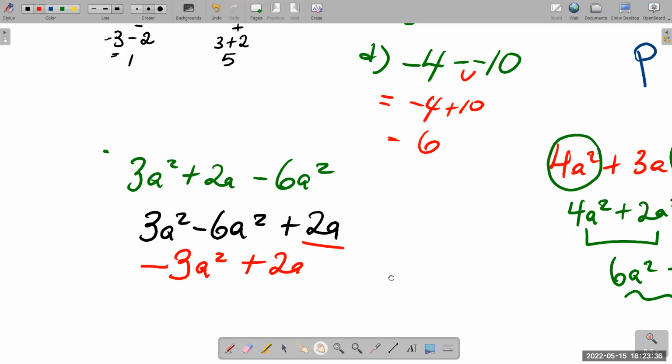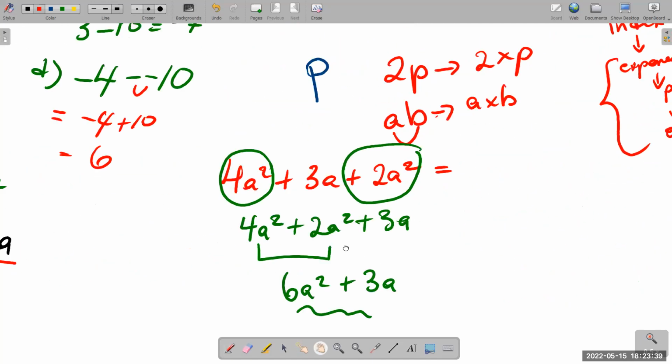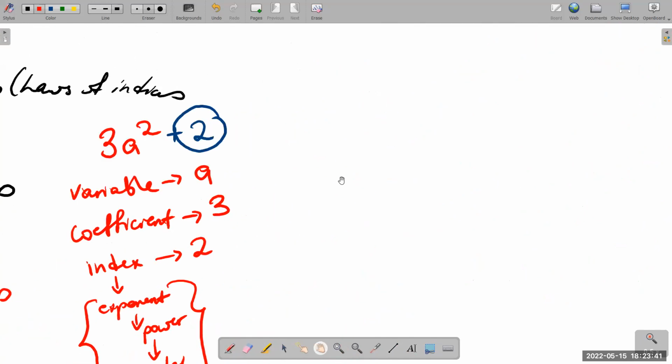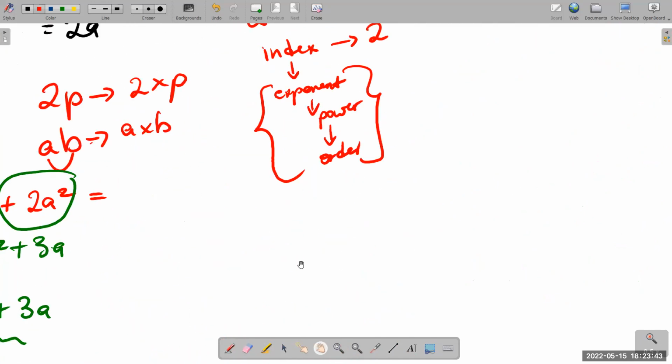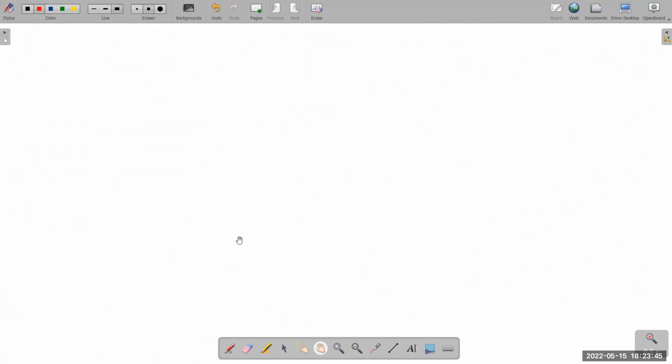Now we're going to move on to multiplying and dividing. Now this is where we're going to use the laws of indices. So let's take a look at what those laws say. And this is what you would remember when it comes to adding the powers. So I'm going to go through all of the laws.